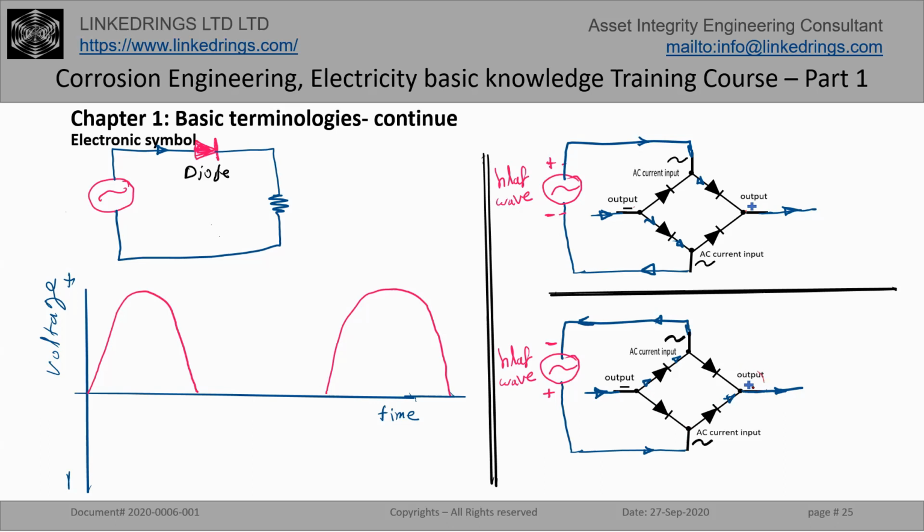Always it's positive. And again, the current will go through the secondary cycle, return to this side, and continue the circuit through this way. That's why we call it a full wave rectifier or 4 diode rectifier.